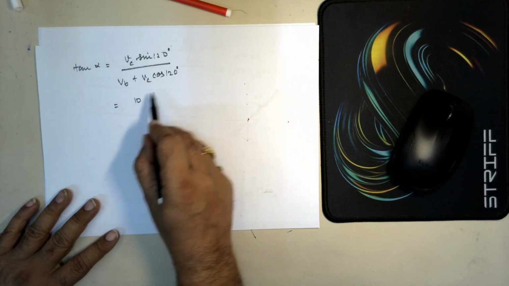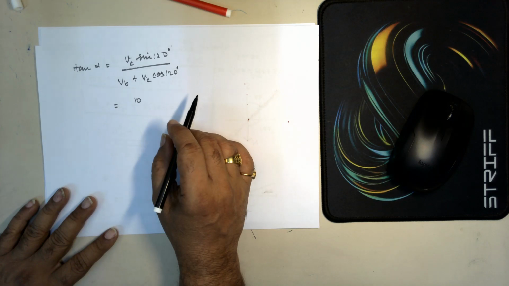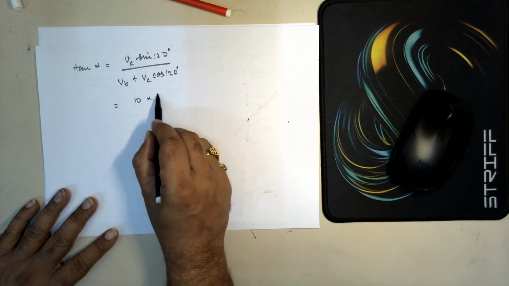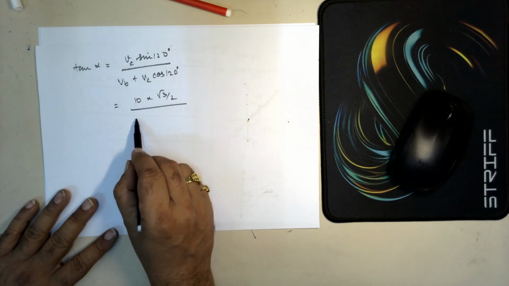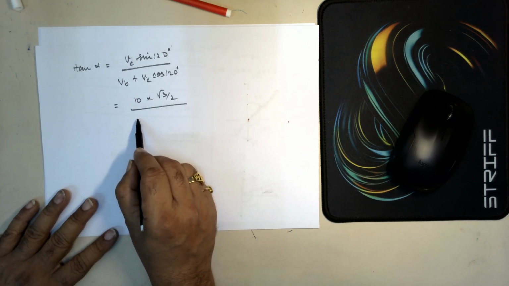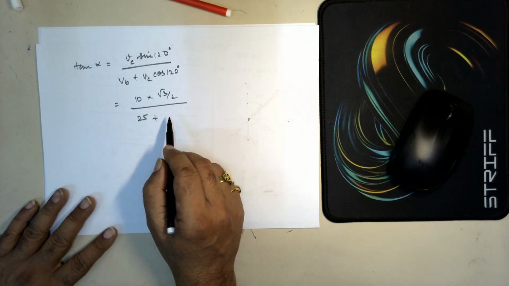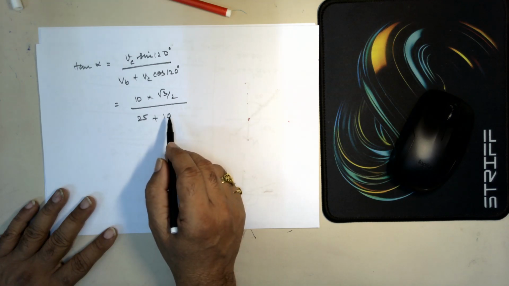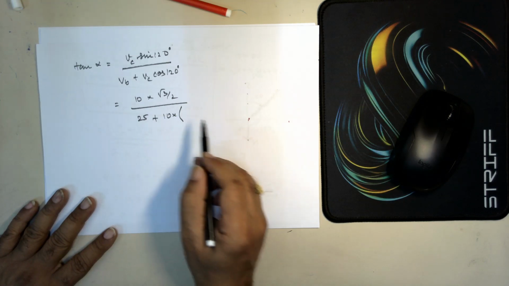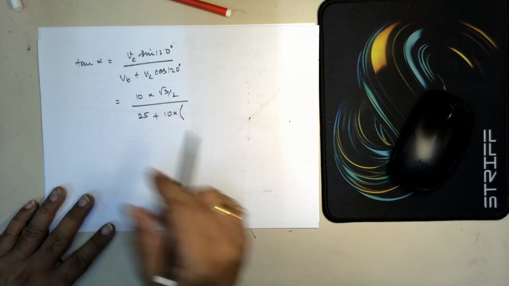10. What is sine 120? Sine 120 is nothing but what? Sine 90 plus 30. That is cos 30. So cos 30 is root 3 by 2, right? Then this one, VB is 25 plus 10. That is the VC. What is VC? Velocity of the water current. And as usual, that is in the fourth quadrant.